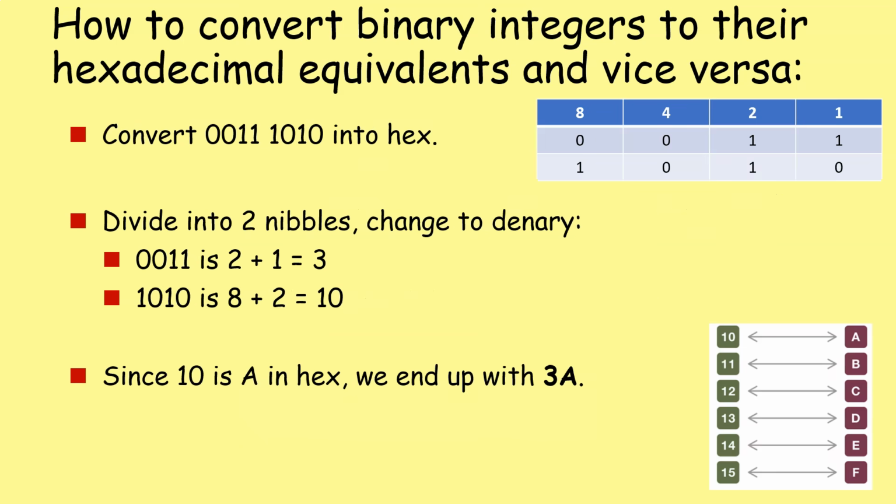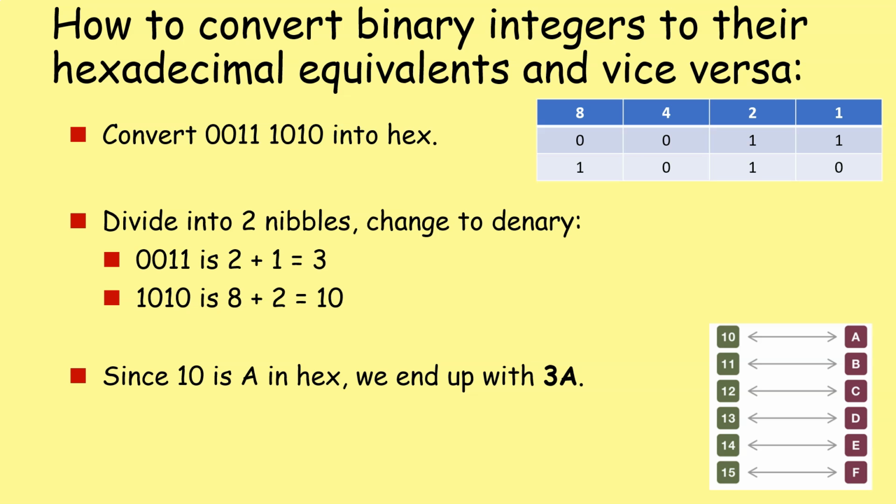Let me give you an example. So we've got 00111010 to convert to hex. We're going to divide that into two nibbles and put it into a simple table. Our table just goes 1, 2, 4, 8. So 0011, we put that into our table. How much is that in total? Well, that's a 2 and a 1, it's a 3. Then we put 1010 into our column. We've got an 8, we've got a 2, so that's a 10.